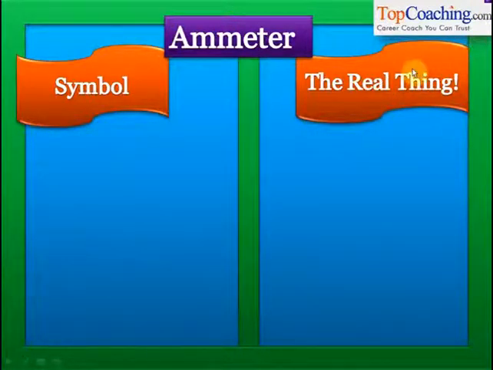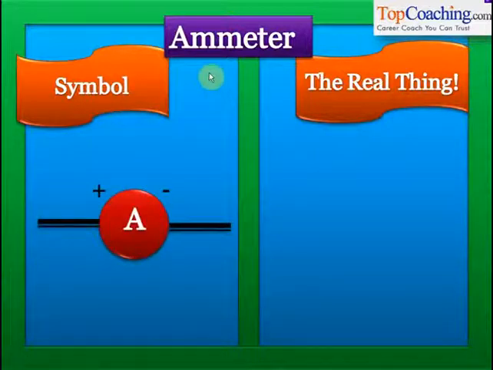The next electric circuit component that we will study about is the ammeter. You already know that an ammeter is used to measure electric current. This is how an ammeter is represented in an electric circuit. Basically, there is a circle, and there are two lines at the left end and the right end of the circle. An A is written inside the circle.